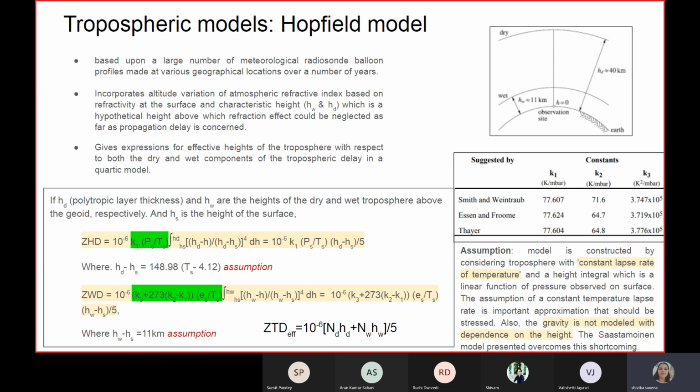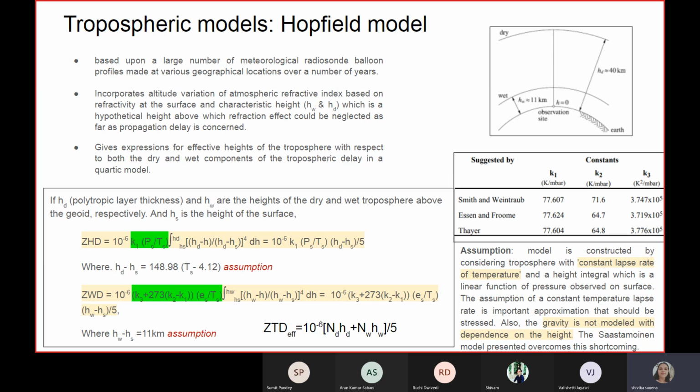HD is a polytropic layer thickness or dry delay height, or dry tropospheric height. Okay, and HW are the heights of dry and wet troposphere above the geoid. Okay, we are measuring it above the geoid, and height of the surface is the HS. So we are not measuring the characteristic heights from the height of the surface. We are measuring them above the geoid.